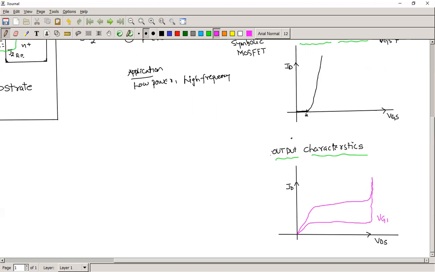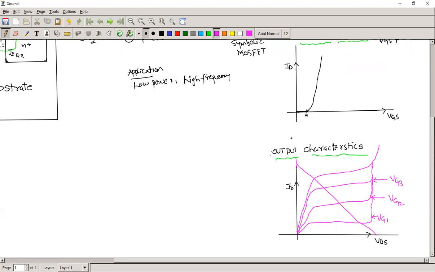If further increasing, this is at VG2. This is at VG3, like that. If it further increases, it goes to the resistive region. Now in this region, if you superimpose the load characteristics here, the load resistance line is superimposed here.